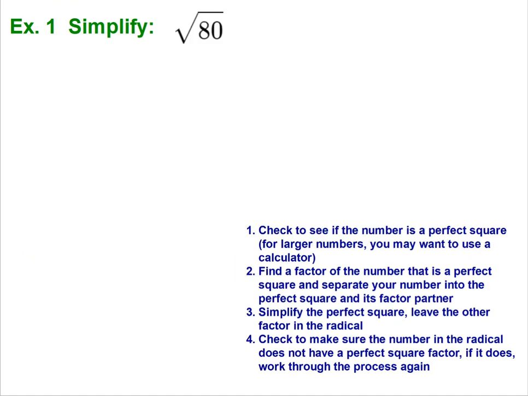So let's take a look at some examples. Here I've got the square root of 80. If I look at the square root of 80, I try to think of factors of 80. So 80 is 1 times 80.